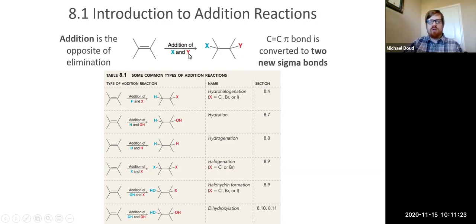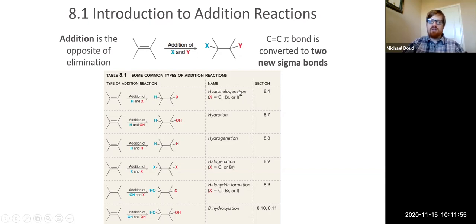As we're about to see, we're going to go through the list very briefly here, the different types of addition reactions we can see. Those will determine what atoms X and Y actually get added. So just note that the carbon-carbon pi bond is going to be converted into two new sigma bonds. We break the carbon-carbon pi bond, and we form two new sigma bonds, carbon-X and carbon-Y. These are the mechanisms that we're going to learn this semester, so we'll just give an idea here.